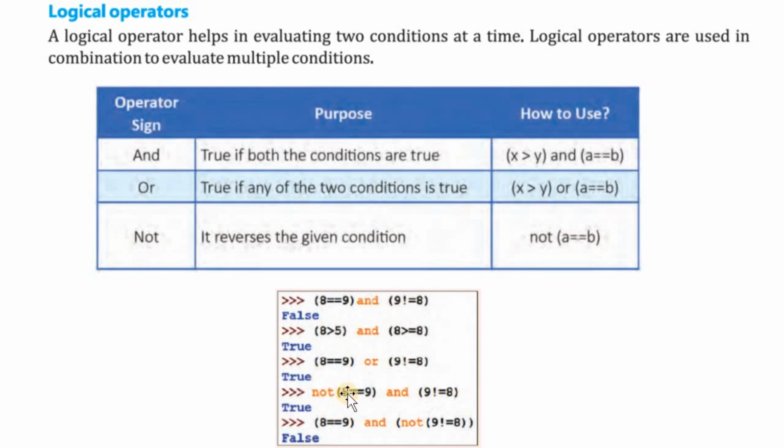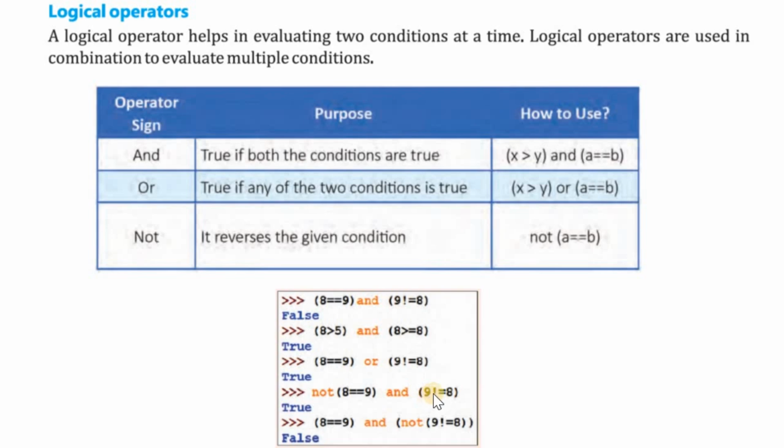Next, 8 not equal to 9, is this true or false? This is false, and the not operator makes it true. Okay. Next, 9 is not equal to 8. No, let me again say, 8 is equal to 9. Is it true? No, it is false. So the not operator will make it true.